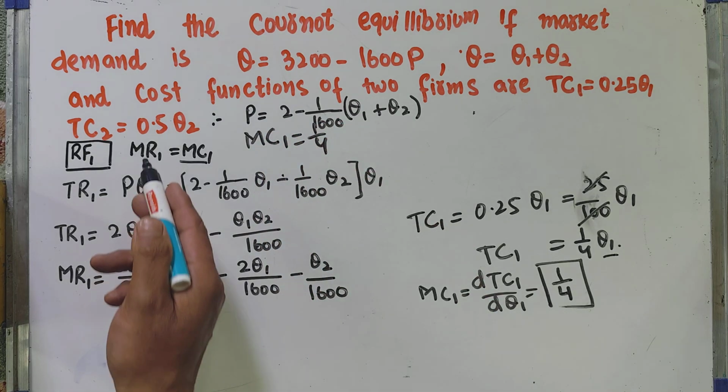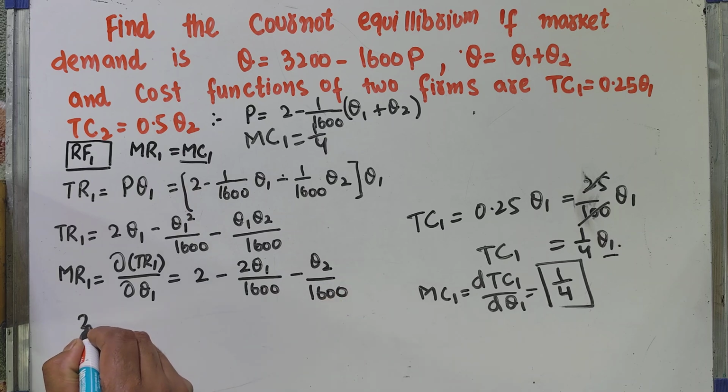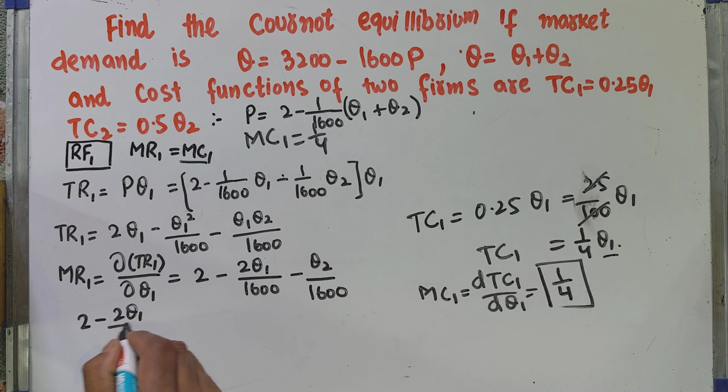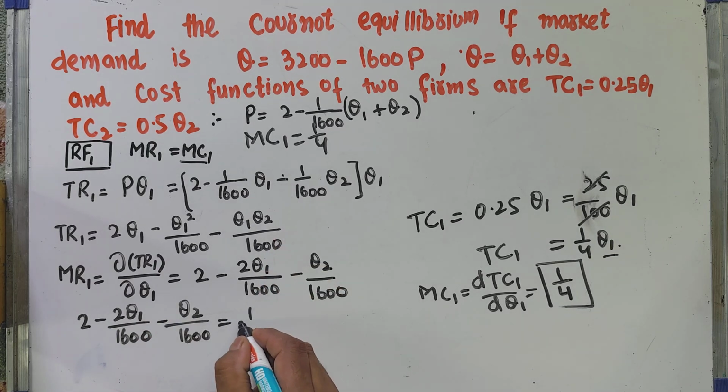So we equate marginal revenue with marginal cost. So marginal revenue is 2 minus twice Q1 upon 1600 minus Q2 divided by 1600, and it should be equal to the marginal cost, which is 1 upon 4.